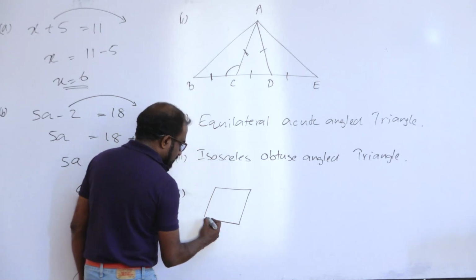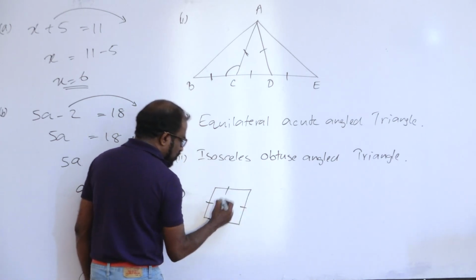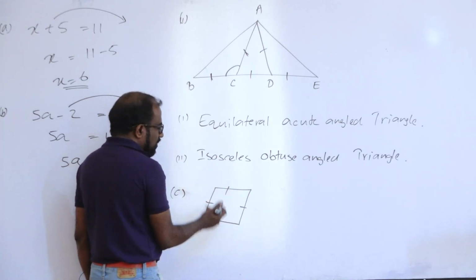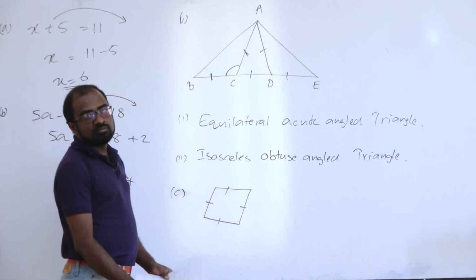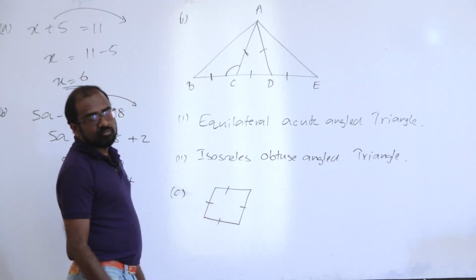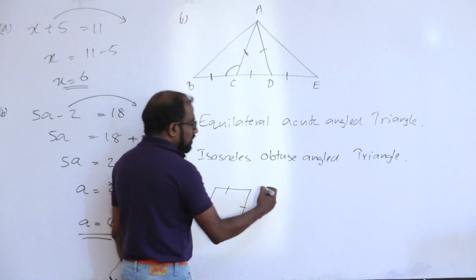A rhombus is a slanted square. All sides are equal, but are all the angles equal? This one is an obtuse angle, this one is an acute angle. And so, why is a rhombus not a regular polygon?